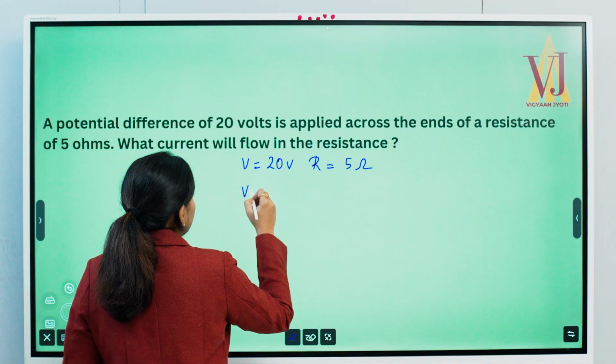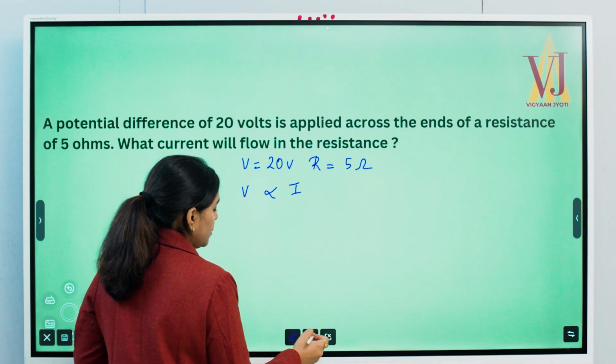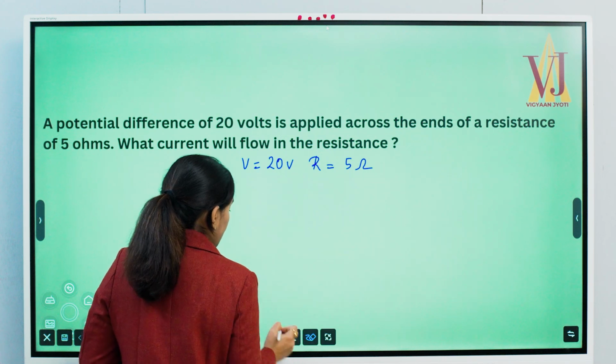So we know that V is directly proportional to I. I'll not do it here.